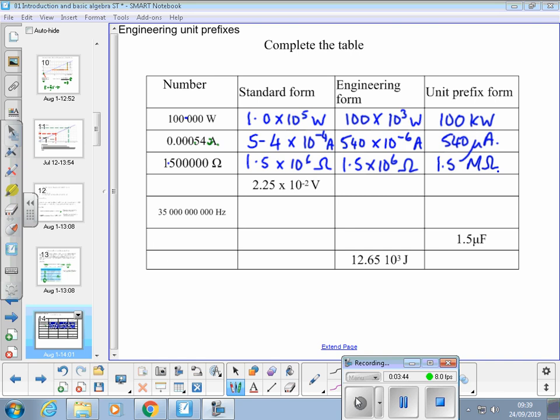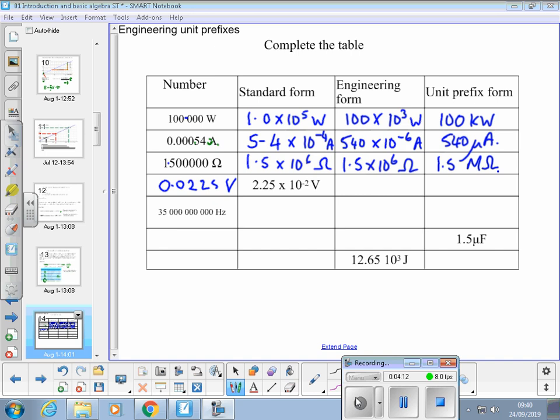Now it's a bit tricky. We're going back the other way now. We've got 10 to the minus 2. Minus 2 is moved to the right, so we need to move our decimal place from where it is to the left. 1, 2, so we've got to put a naught in there and put a naught in front of it. 0.0225 volts.